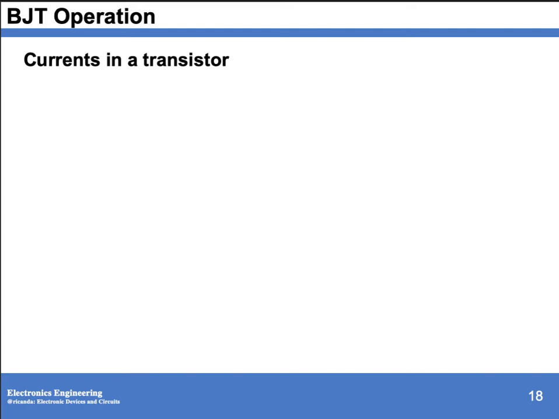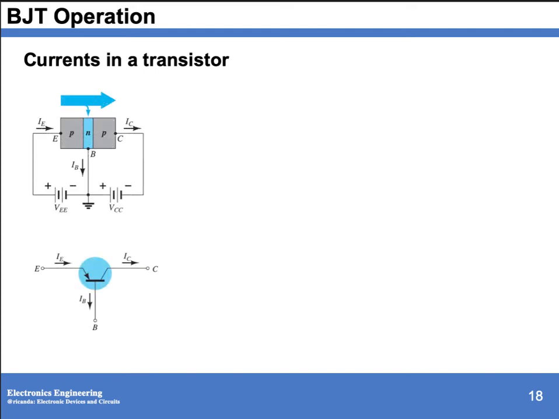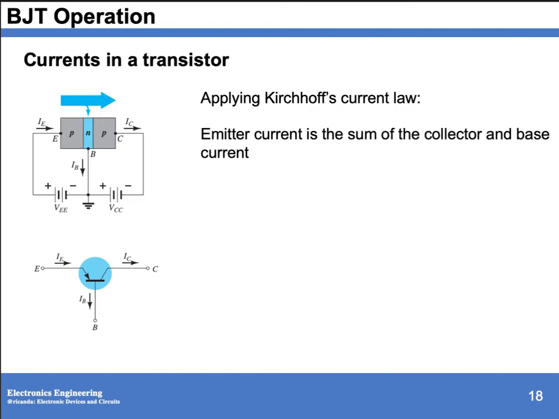So then we have to get the current of the transistor. As you can recall, the majority carriers will go from your emitter to your collector, and only a small amount of carriers goes to your base. If we apply Kirchhoff's current law, the emitter current is the sum of the collector and base current. Therefore, IE equals IC plus IB.